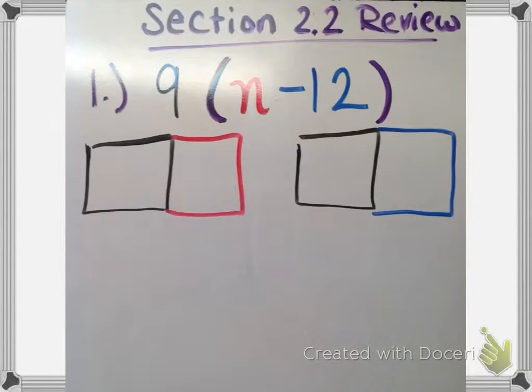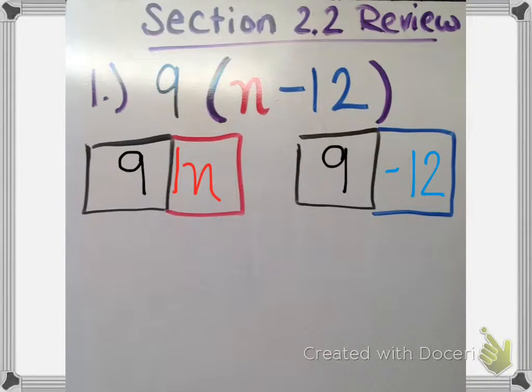Now remember, you start with the 9, which needs to be shared with the n and the negative 12. The 9 goes in the black box. Bring down your red n and your blue negative 12. Remember that technically the n has a 1 in front of it.